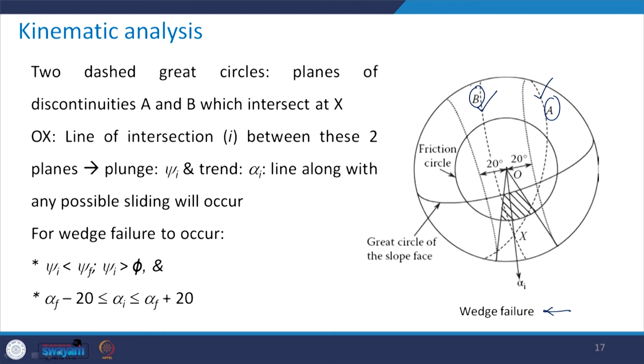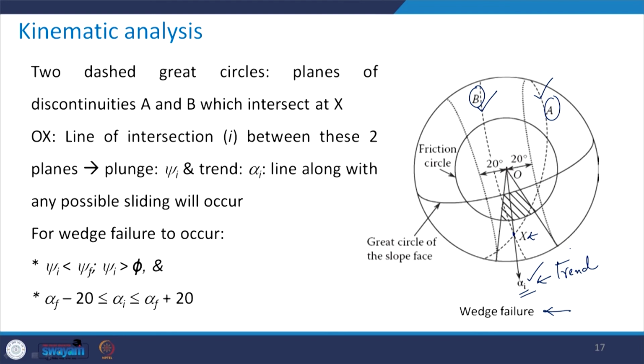They are intersecting at a point which is denoted by this point x. If I just try to draw a radial line, that is this line. So, this is giving me the dip direction of the line of intersection. I should not say dip direction. We should say this is the trend, because in case of the line we talk in terms of plunge and trend.